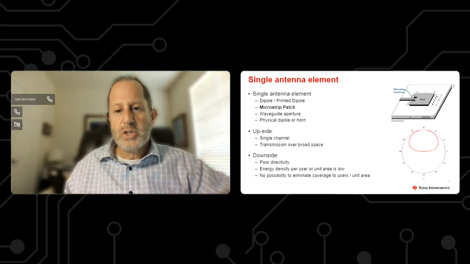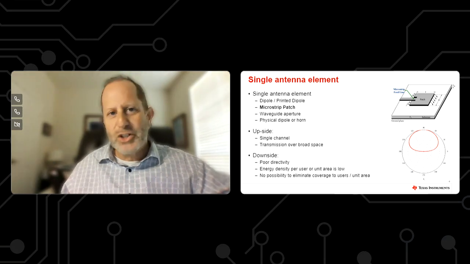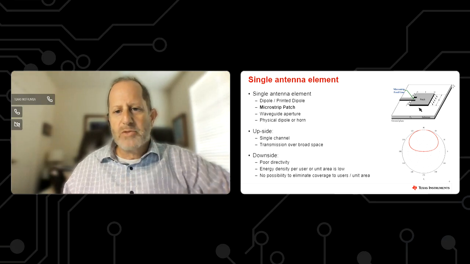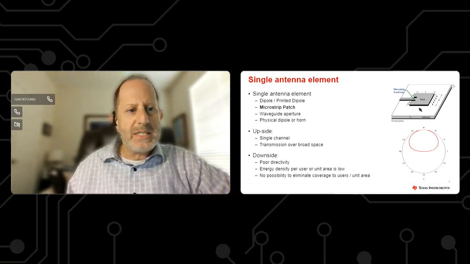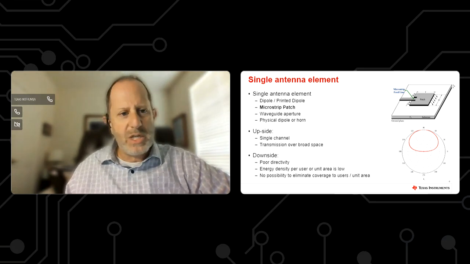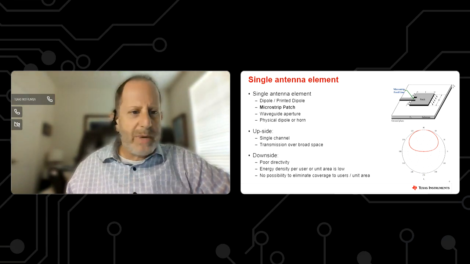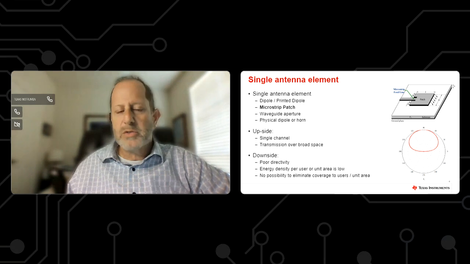Okay, so we're just looking at a single antenna element. This is a picture of a microstrip patch antenna, just as an example. It doesn't have to be that. There's lots of different options here. We can talk about dipoles or printed dipoles, the microstrip patch, waveguide apertures, or it could be a physical dipole or a horn. Doesn't really matter.